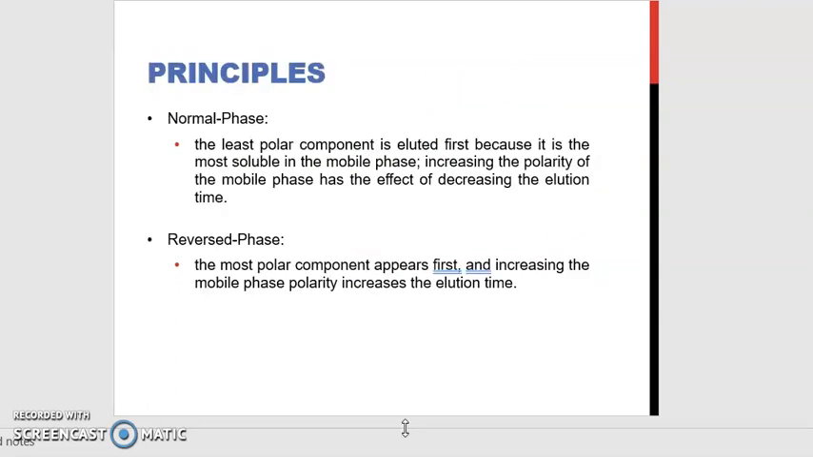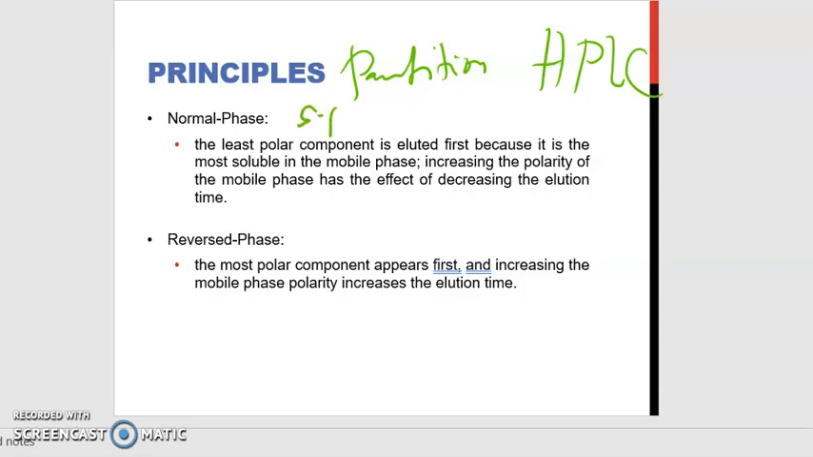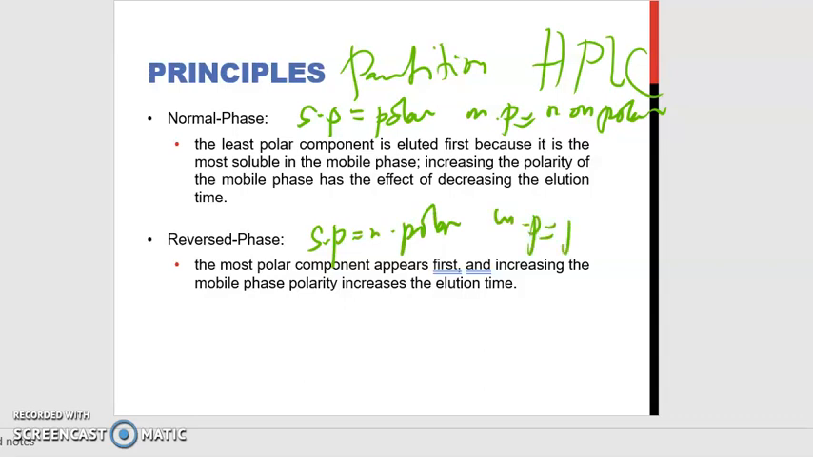Okay. So let's look at the principles of partition chromatography. So this is principles for partition HPLC. In normal phase, bila awak dapat je macam soalan ke apa, dia cakap normal phase or reverse phase, terus tulis supaya awak tak confuse. Stationary phase is polar. Mobile phase relatively non-polar. In reverse phase, stationary phase is non-polar. Your mobile phase is relatively polar. Kena tulis supaya awak boleh tahu.